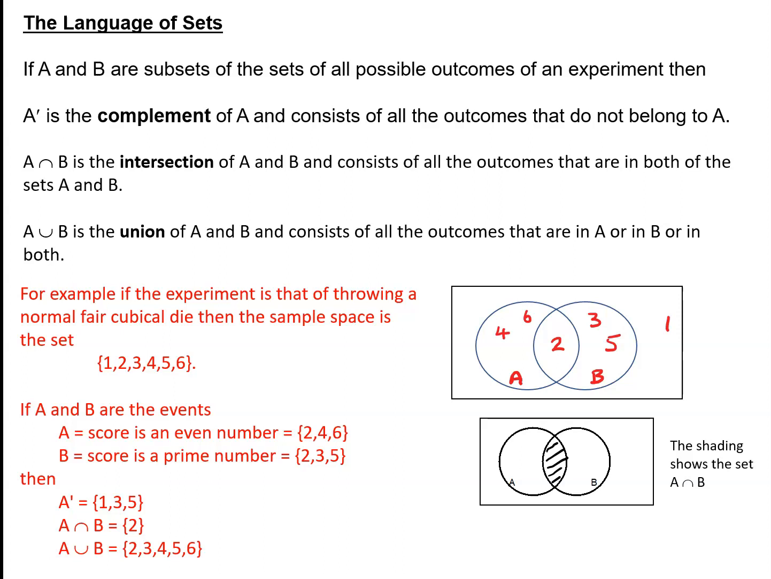Because 2 is in A and in B, 3 is in B, 4 is in A, 5 is in B, and 6 is in A. So A union B is 2, 3, 4, 5 and 6. And in terms of the diagram, A union B is represented by the combination of the region A together with the region B.